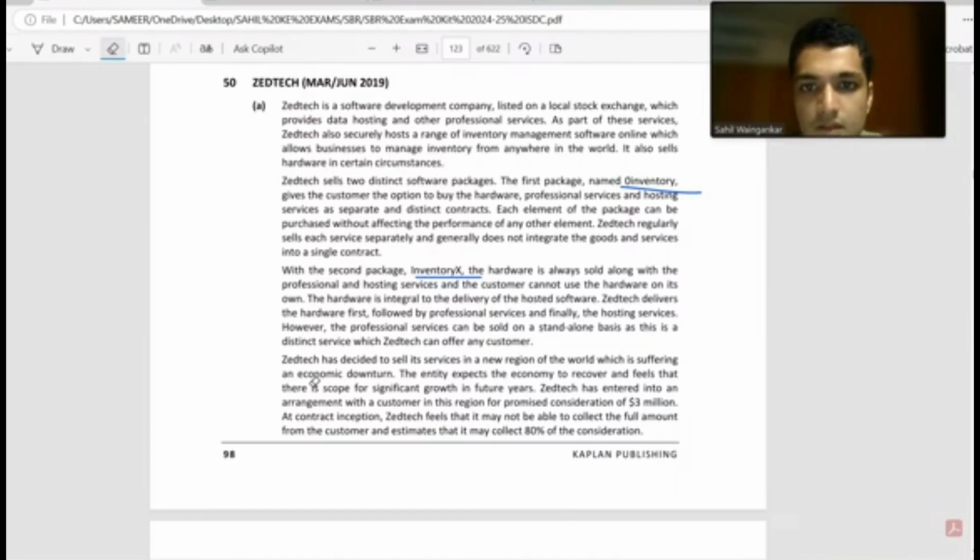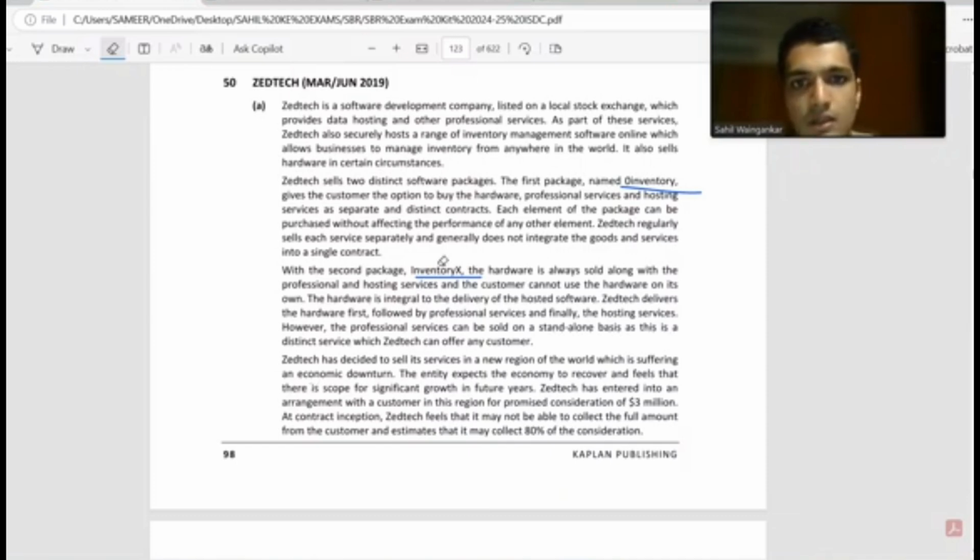Zedtech delivers the hardware, which is integral to the delivery of the hosted software. Okay, Zedtech delivers the hardware first, followed by professional services. तो सबसे पहले उस चीज का एक परफॉर्मेंस ऑब्लिगेशन होगा, and अभी देखो इस पूरे पैकेज का एक ट्रांजैक्शन प्राइस होगा, and this transaction price should be properly divided and should be allocated for each of the service or product. Transaction price should be allocated separately and should be recognized accordingly, ठीक है.